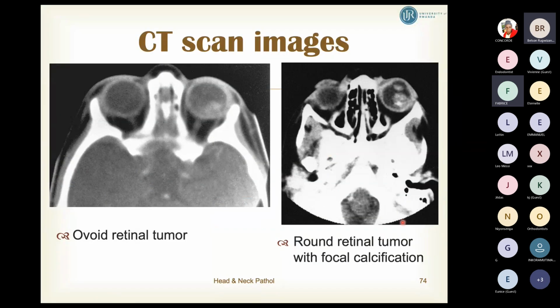So, the imaging. So the eye is having no issue. But on the right side here, you can see that there is something which is whitish here. So radio opaque here within this eye. And here it is more clear. This is calcified because it is more whitish. So more radio opaque on this side.